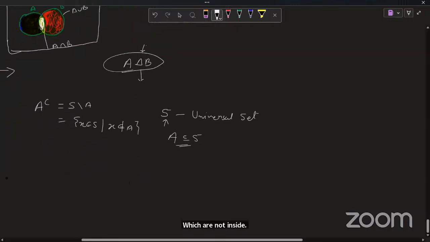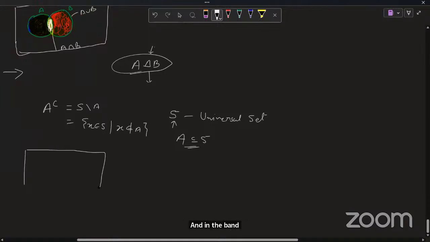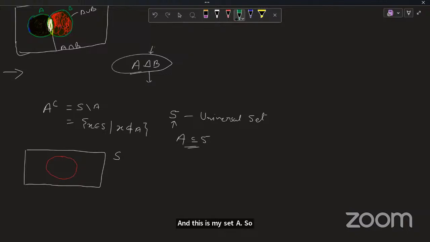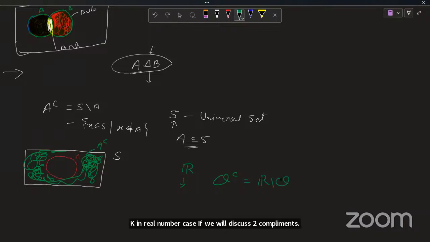And in the Venn diagram, this is my universal set S, and this is my set A. And what will be my A complement? This portion. Except this portion will be my A complement. This is my A. Just like in the real number case, if we discuss Q complement, Q complement is R minus Q. This is basically the irrational numbers, right?